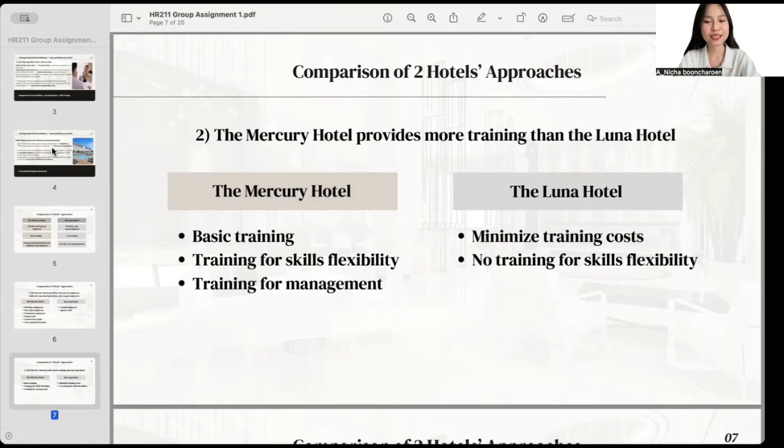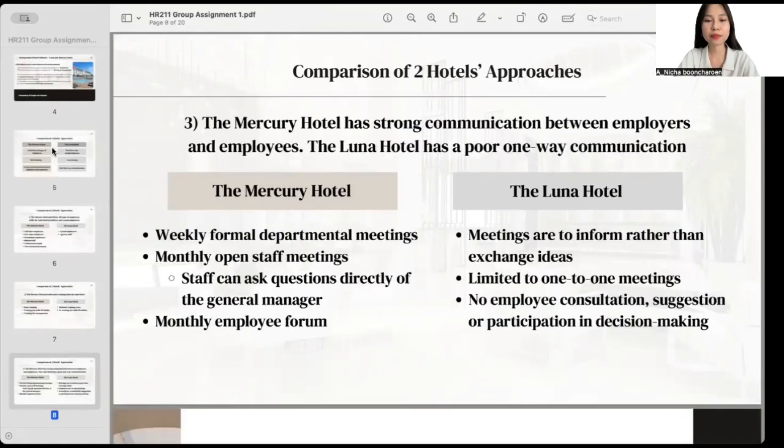But the Luna Hotel has made it very clear in the article that they want to minimize training costs. So it seems like they don't value training that much. Number three, the Mercury Hotel has strong communication between employers and employees, or top managers and the subordinates. But the Luna Hotel has a poor one-way communication.